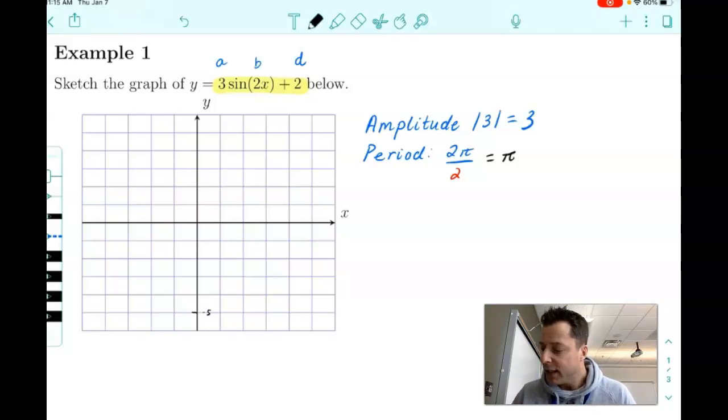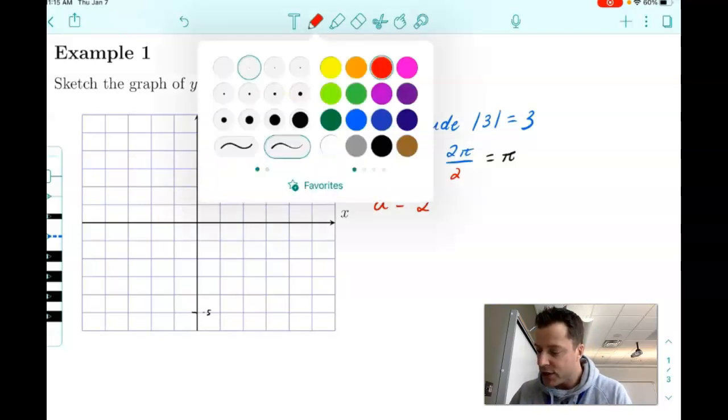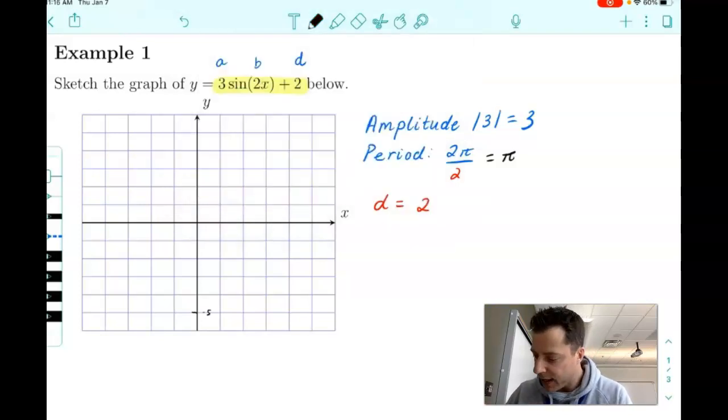And now finally, let's in red look at that value for d. The value for d is 2. We're going to be shifting up 2 units because it's greater than 0. So what I need to do first when I graph this is find the 5 key points. And what we're going to do is break this into 5 different points.